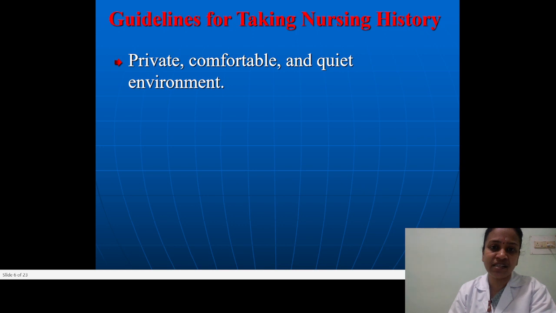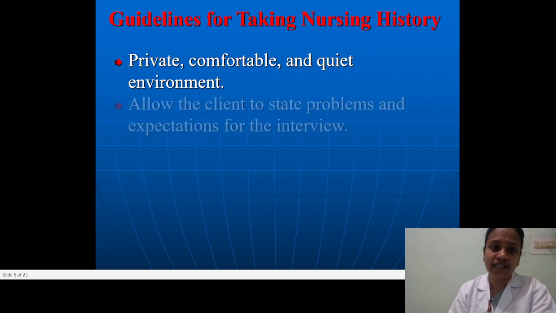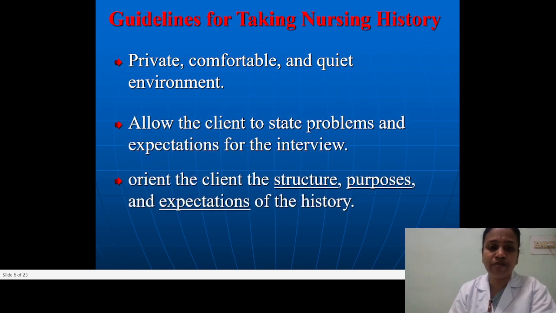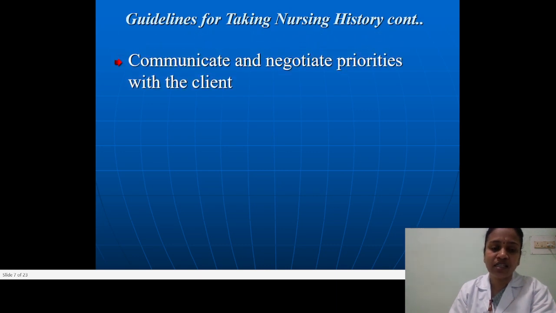There are various guidelines to collect the health history. So we need to provide a comfortable and quiet environment to the patient and the relatives. Allow the client to state the problems and expectations for the interview, what you exactly expect from them. Allow them to speak, and orient the client or the patient to the structure, process, and expectation of the history. The other guidelines include communicating to the patient and negotiating the priorities. What is the priority that you would expect?